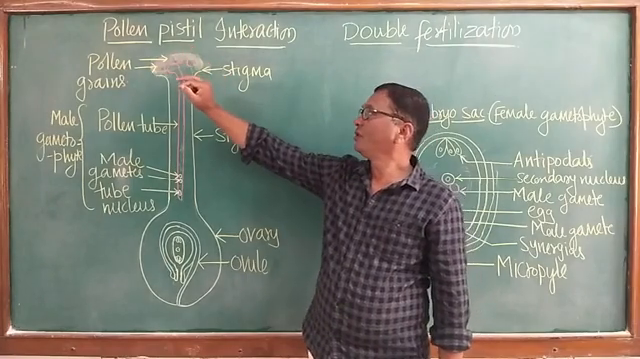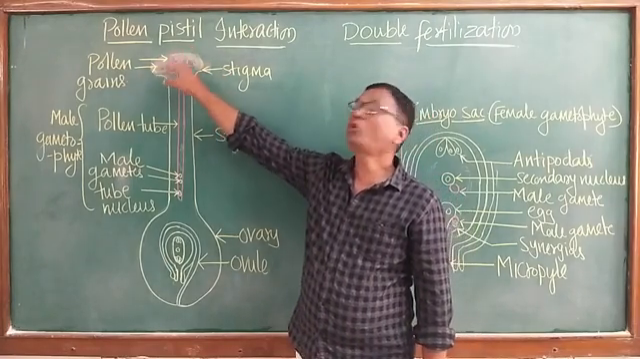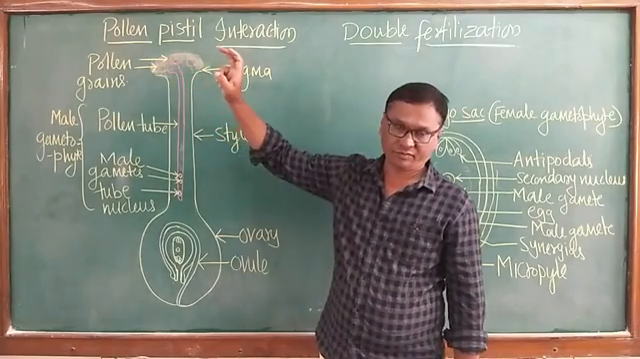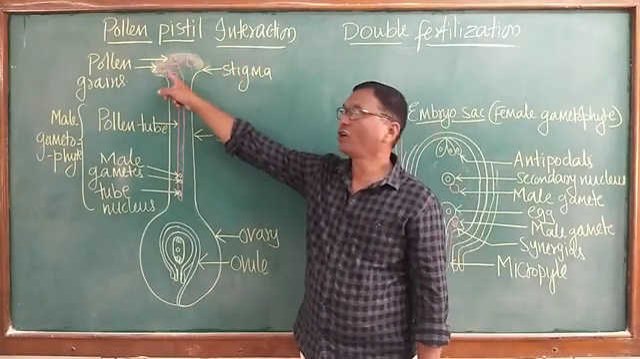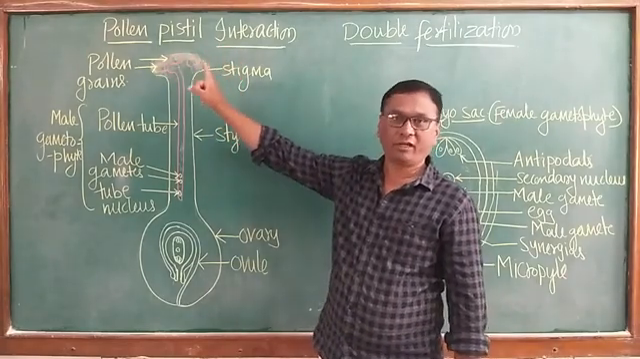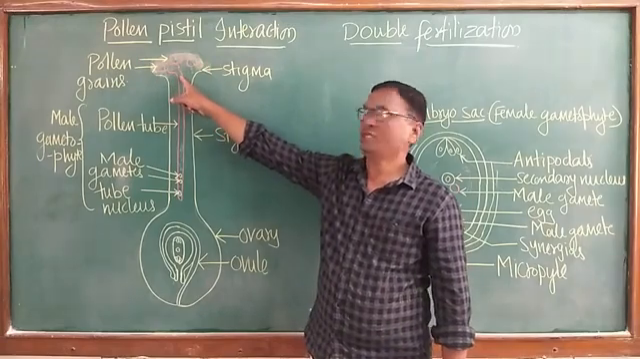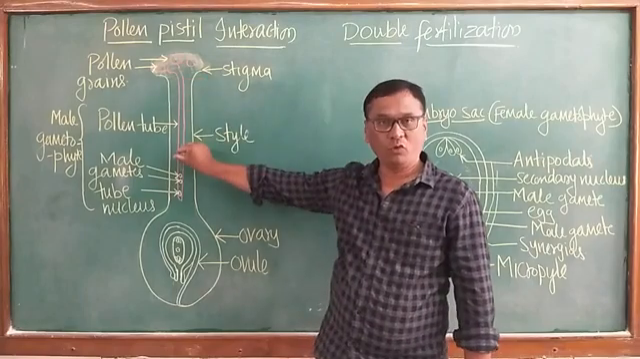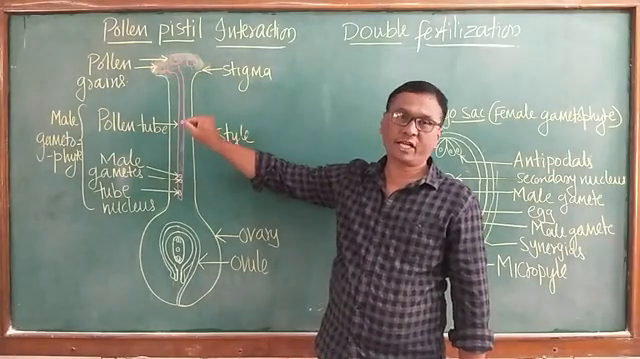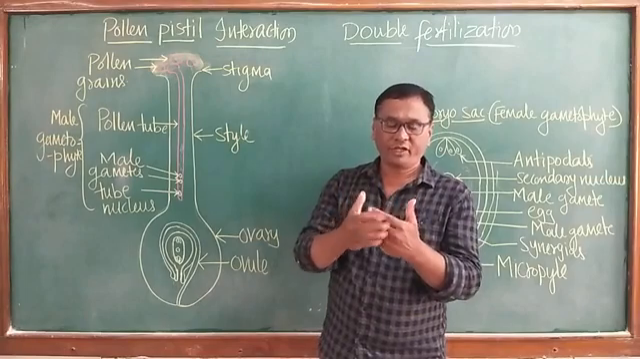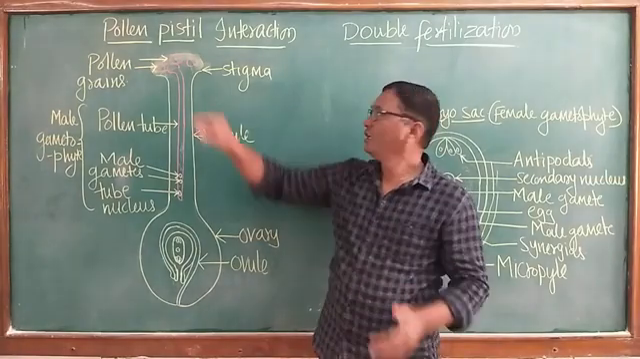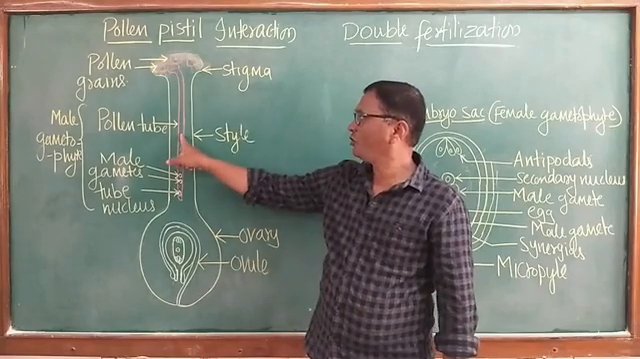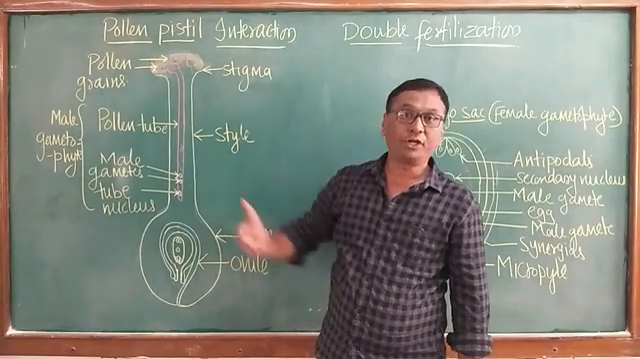And now, due to inner pressure, the intine, the inner layer of the pollen grain, comes out from the germ pore in the form of a tube. Germ pores are present on the exine. The inner layer is intine. The intine comes out through the germ pore in the form of a tube called the pollen tube.